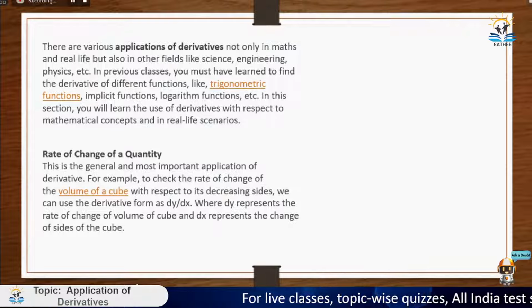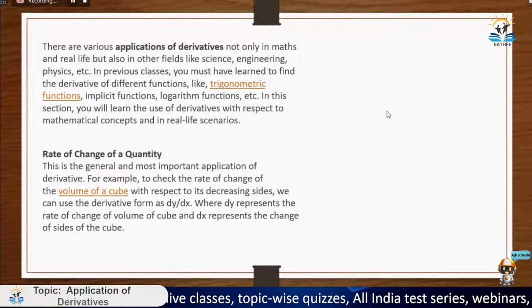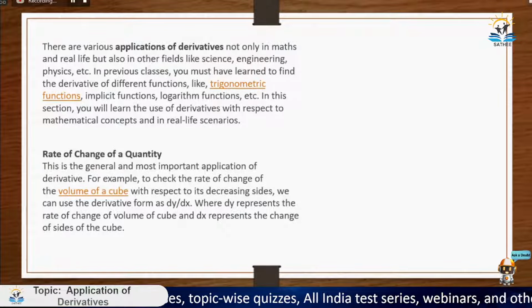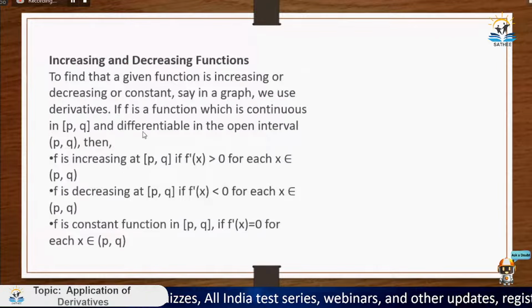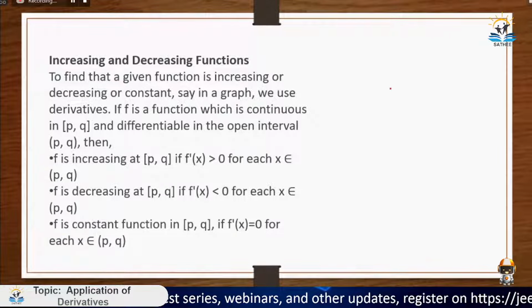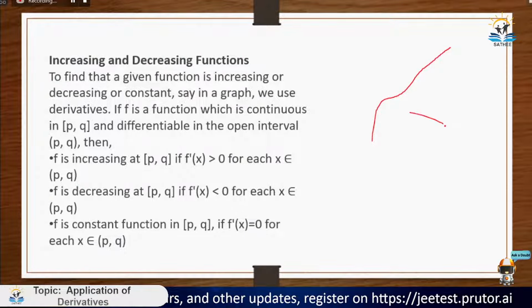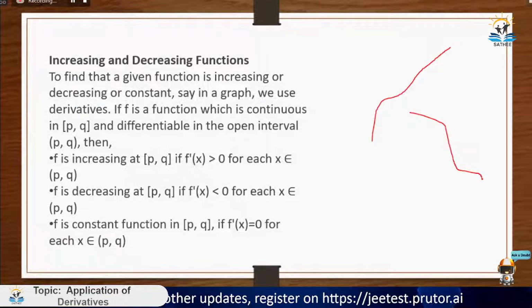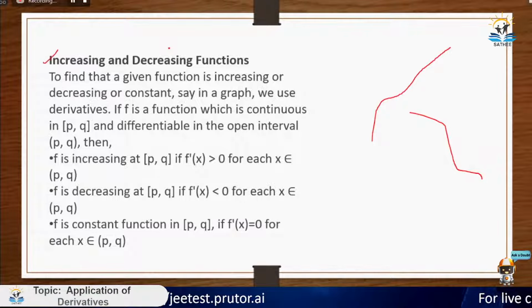Moving ahead. Increasing and decreasing functions. So what are increasing and decreasing functions? Let me draw it. If a function is going something like this, it is only on the increasing side, and if a function is coming something like this, it is only on the decreasing side. So if your function is moving only in one direction, either increasing or decreasing, you say that your function is increasing or decreasing respectively.